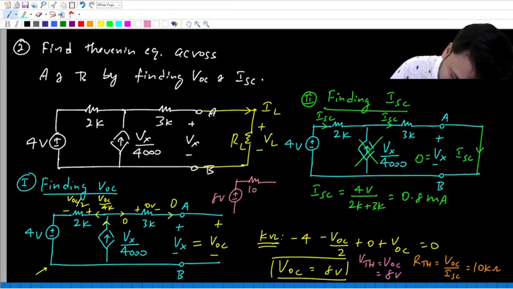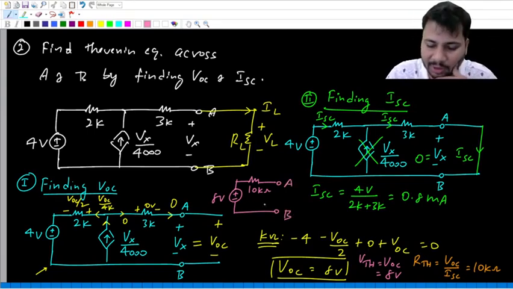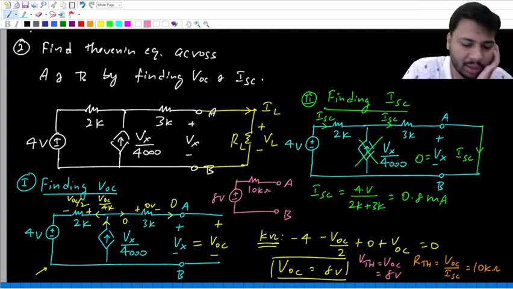8 volts in series with 10 kilo ohms connected between what? The same 2 points A and B. So this pink color network is what? The Thevenin equivalent of the original network. Okay.